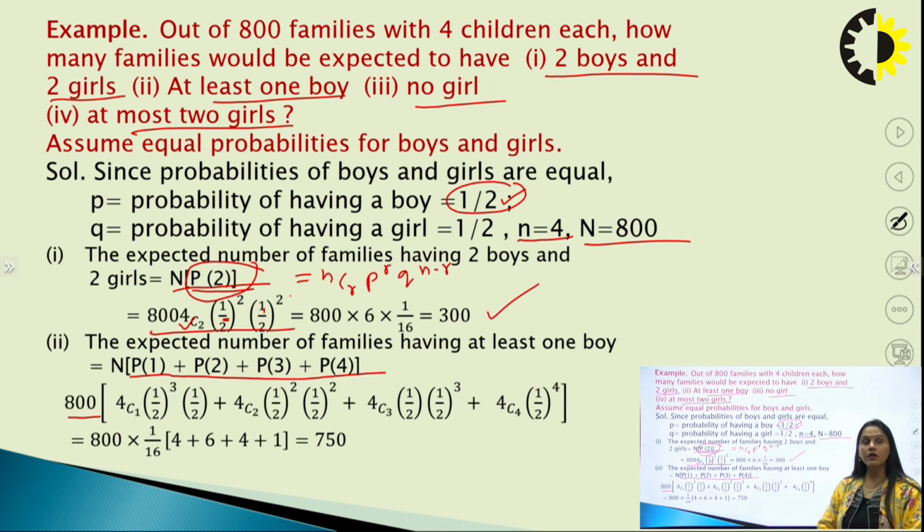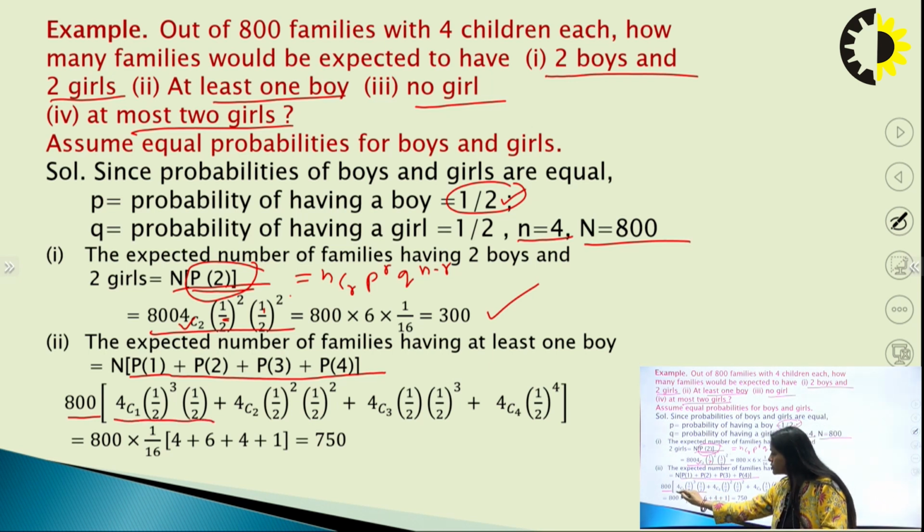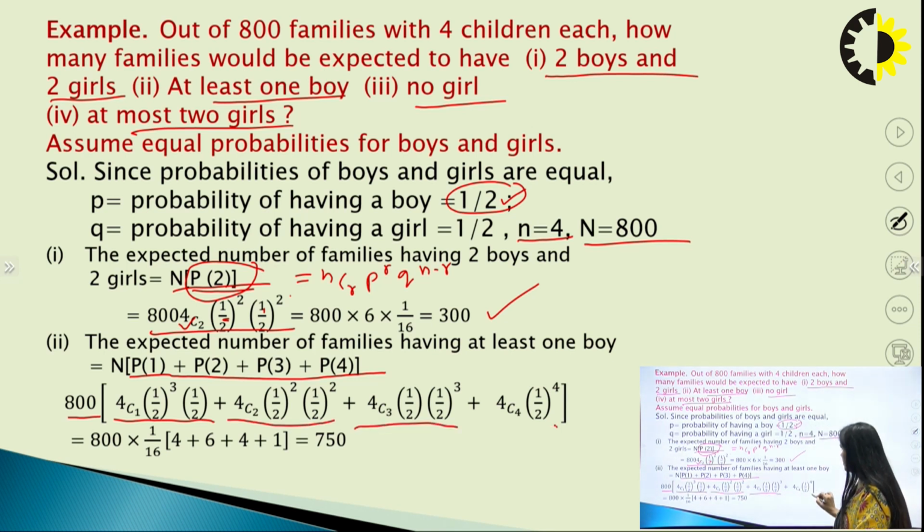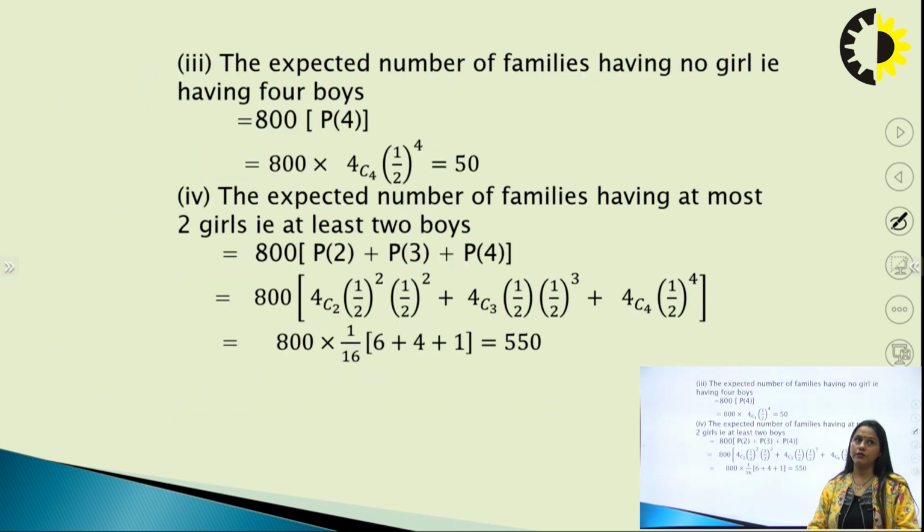How will we calculate that P1? P1 by using the binomial distribution formula. P2 same, P3 same and P4 same. How? By using the binomial distribution formula. And on solving we will get 750. So the expected number of families having at least one boy is 750.